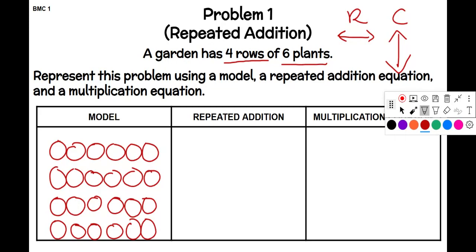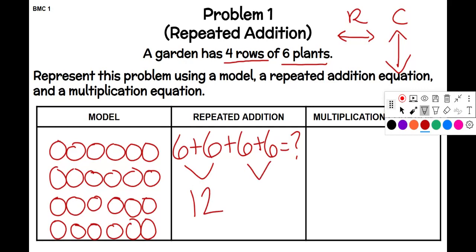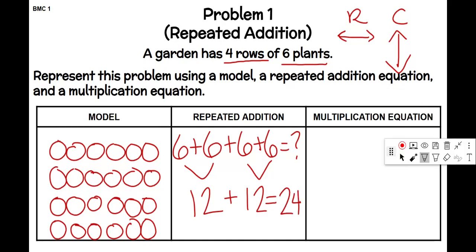For my repeated addition, this is me adding the same number multiple times. I had 4 rows of 6, so I'm going to add 6 four times. 6 plus 6 plus 6 plus 6 equals question mark. Because I see a lot of doubles, I'm going to use my doubles facts. 6 plus 6 is 12. Another 6 plus 6 is 12. Add that together: 12 plus 12 equals 24.